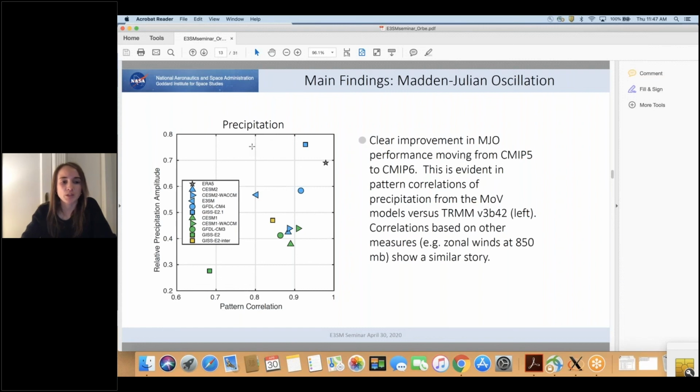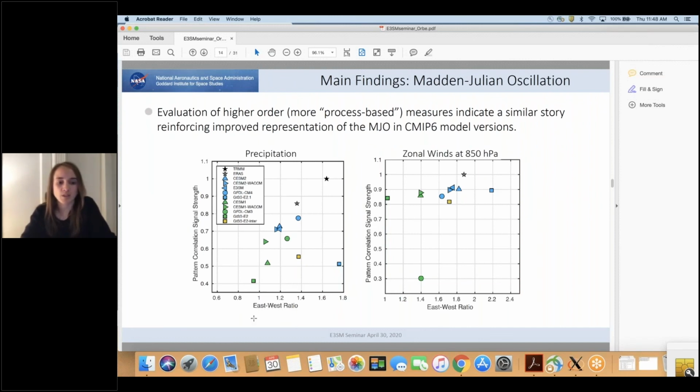And so we can look not just at correlations, but at somewhat higher order, more so-called process-based measures, focusing on this east-west ratio, which is again that kind of measured degree of this propagation and the coherence of that propagation east. And what we can see again is a similar picture, that in general, the CMIP5 versions of the models shown in the green are improved when we move to CMIP6. So of course, it depends on the modeling center. It's not always a clear progression, but in general, the blues are occupying this portion of the figure, and the greens are shown right here.